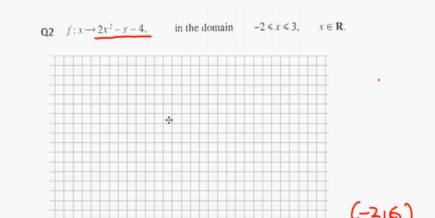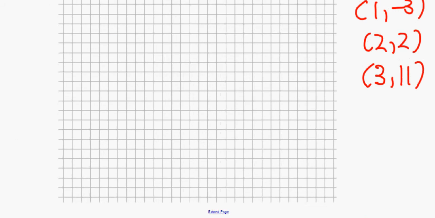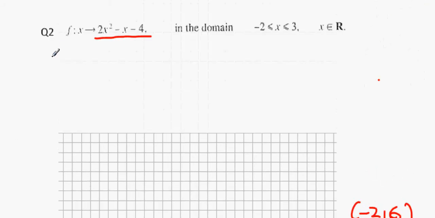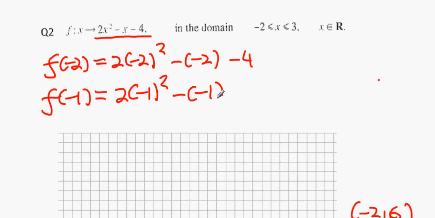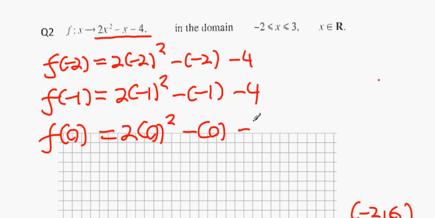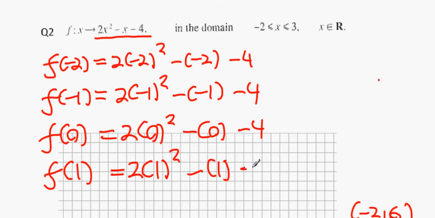Now, in order to get full marks for this question, I'm afraid we once again have to do out the full table. So we're going to start off at minus 2, replacing all the x's with minus 2's. And keep using your brackets, because the brackets is the correct way to do this. f of minus 1, 2 bracket minus 1 squared minus bracket minus 1 minus 4. The one after that, f of 0, 2 bracket 0 squared minus 0 minus 4. The one after that being f of 1, 2 bracket 1 squared minus 1 minus 4.